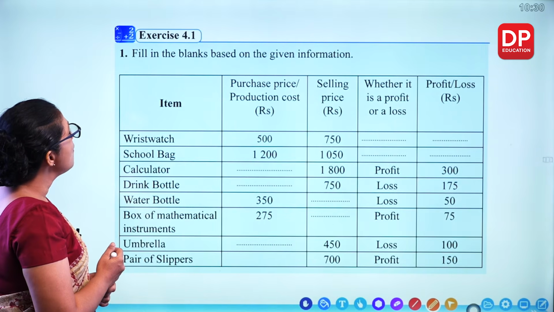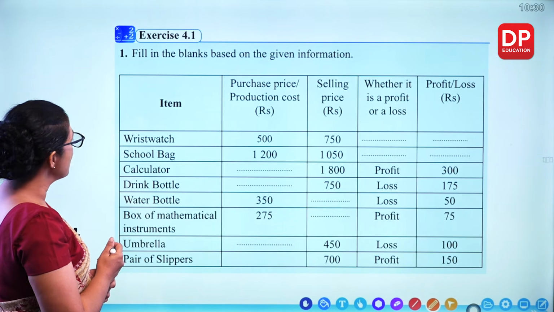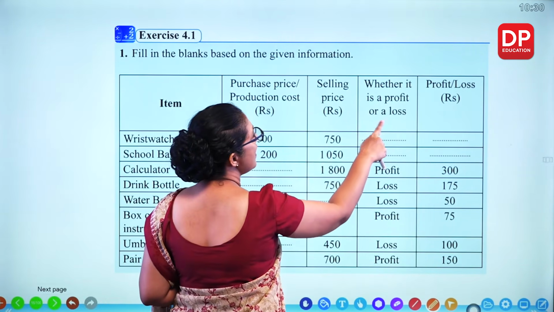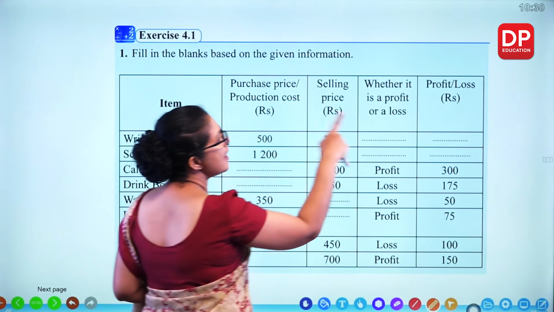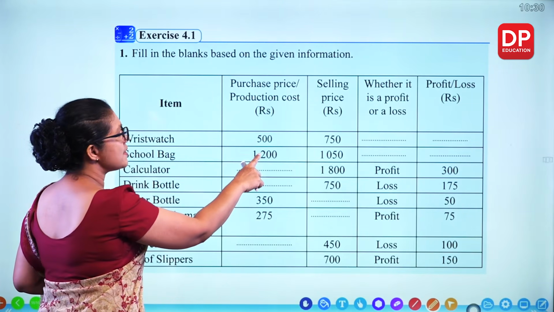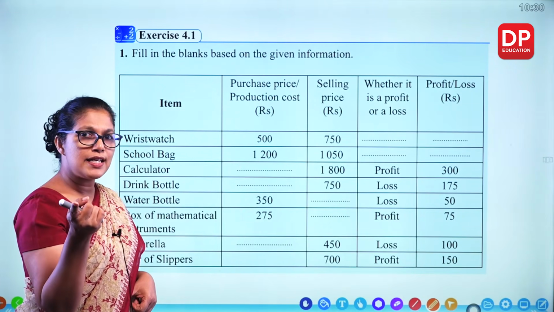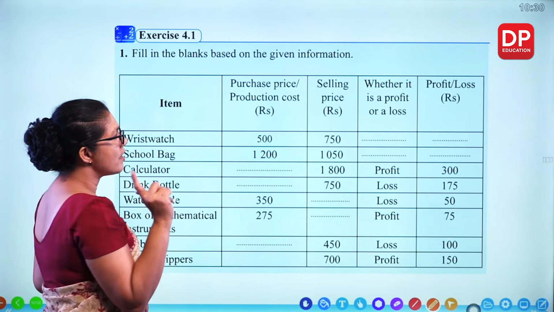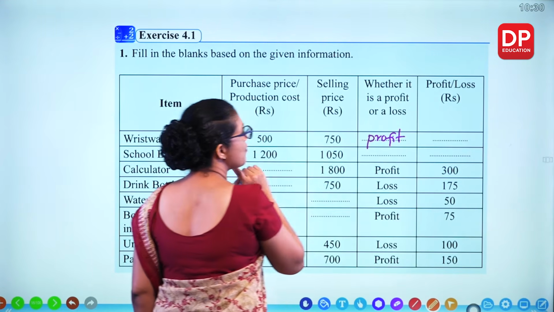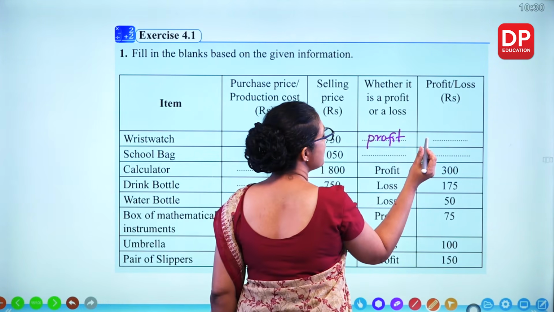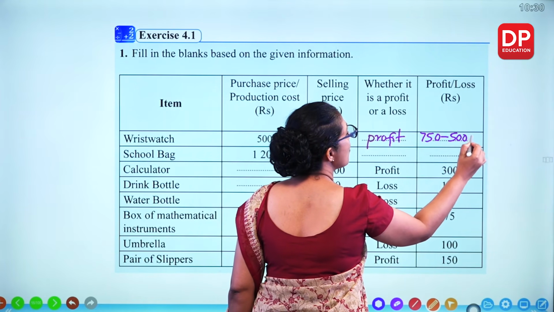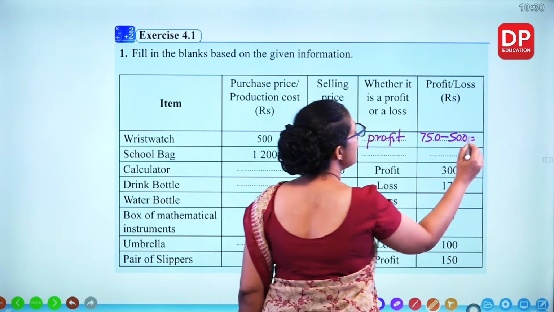Exercise 4.1. Fill in the blanks based on the given information. Wristwatch, the purchase price, selling price, and whether it's a loss or profit, and you have to find the value. Okay, so the purchase price is 500, selling price is 750. Is that a profit or a loss? This is more. So this is a profit. So what's the profit value? Take the difference. So 750 minus 500, you are getting 250.